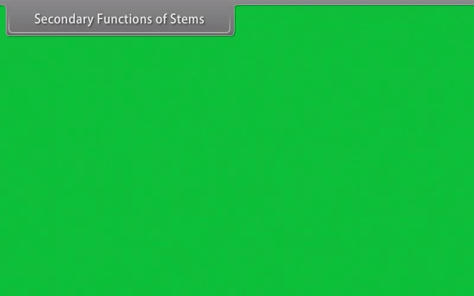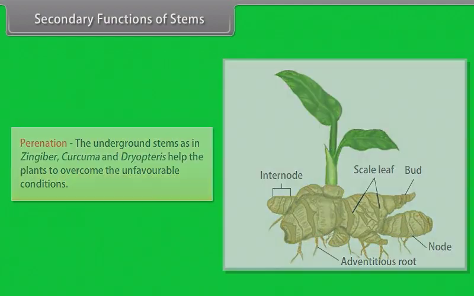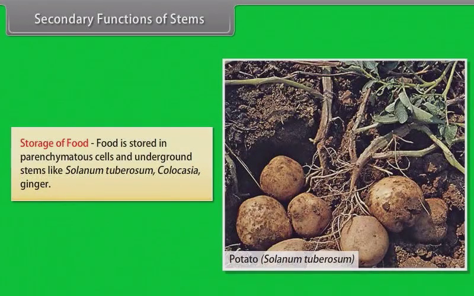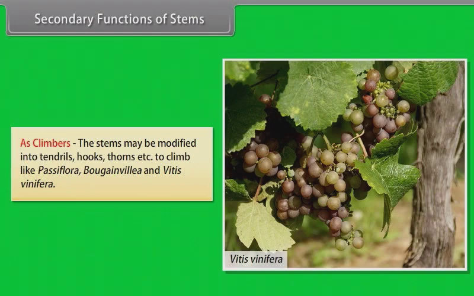Secondary functions of stems. Perennation. The underground stems, as in Zingiber, Curcuma, and Dryopteris, help the plants to overcome the unfavorable conditions. Storage of food. Food is stored in parenchymatous cells, in underground stems like Solanum tuberosum, Colocasia, ginger. As climbers, the stems may be modified into tendrils, hooks, thorns, etc. to climb like Passiflora, Bougainvillea, and Vitis vinifera.